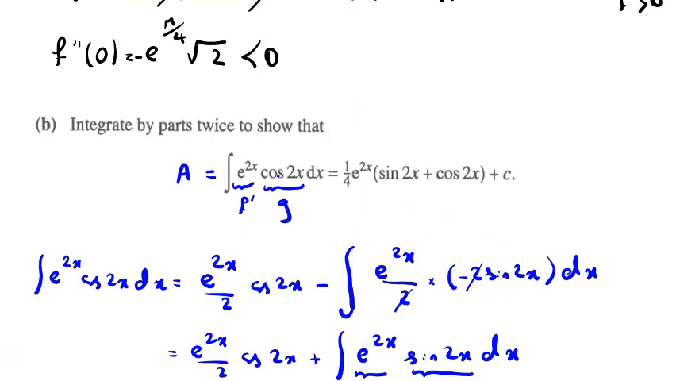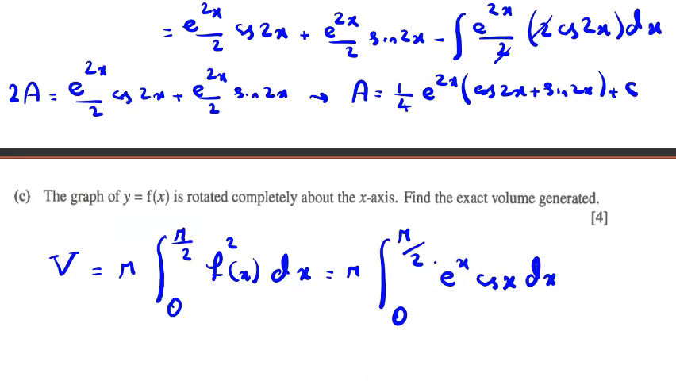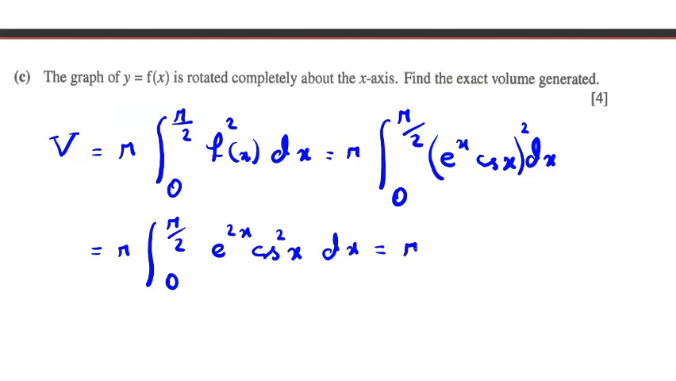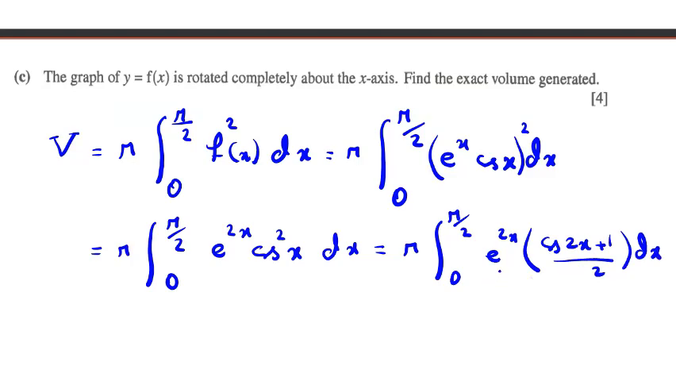Here we found it is e^(2x), because it is squared. So if we want to consider this one, it will be the integral from 0 to pi over 2 of e^(2x). But here we have cos squared x, so we can replace it with cos 2x plus 1 over 2. Let me write e^(2x) times (cos 2x plus 1) over 2 dx.